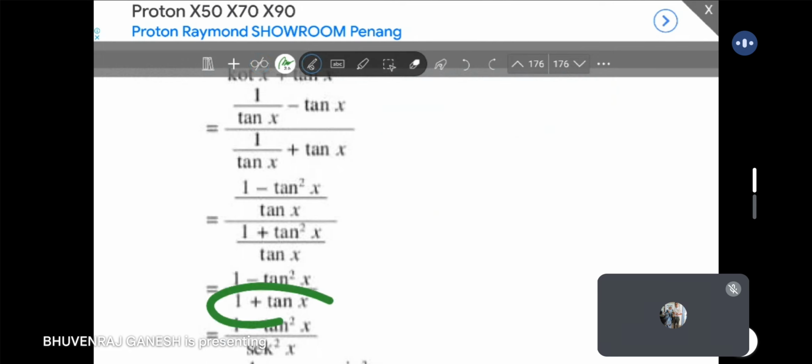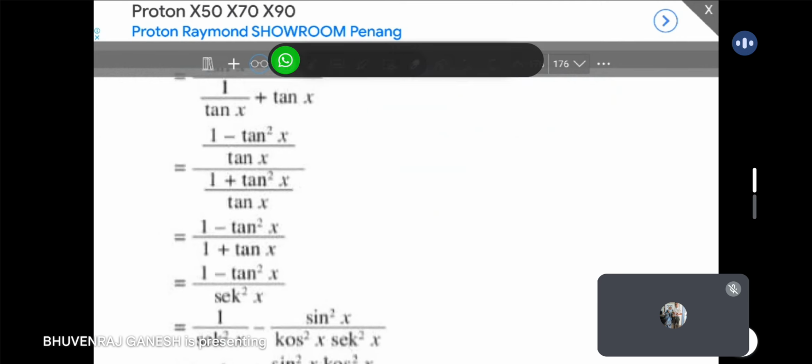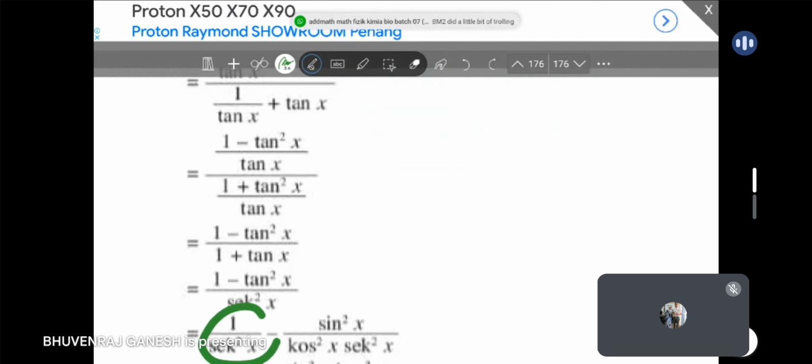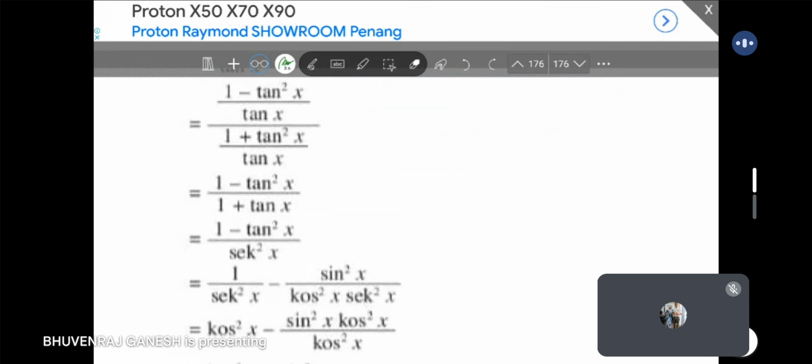So 1 plus tangent square x is secant square x. You can use the identity. Guna identity saja. Then you can split the fraction. Pecahkan dia. So you will get 1 over secant square x. Tangent square x is actually sin square x over cos square x. So this is the concept. You will actually get cos square x. 1 over secant square x is cos square x. And then your 1 over secant square x.